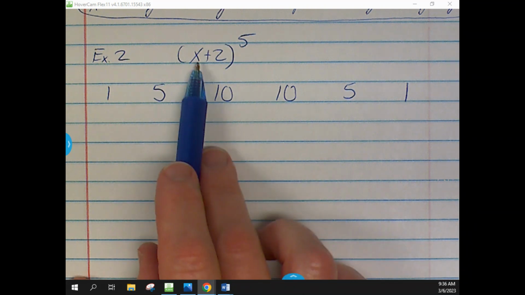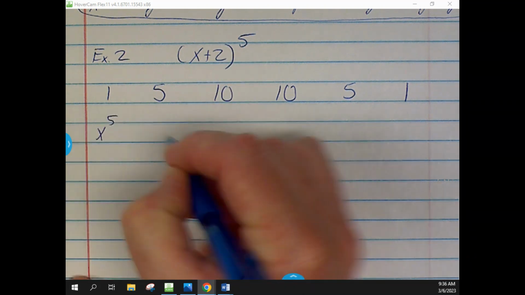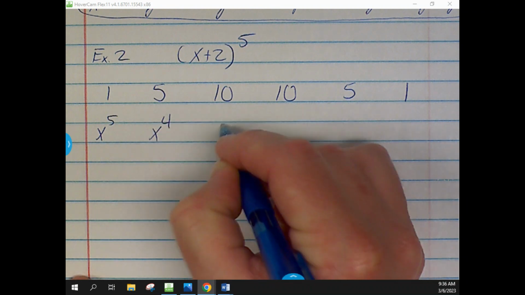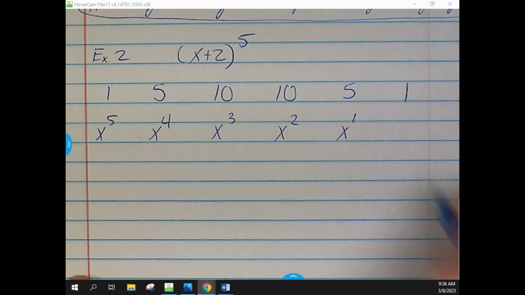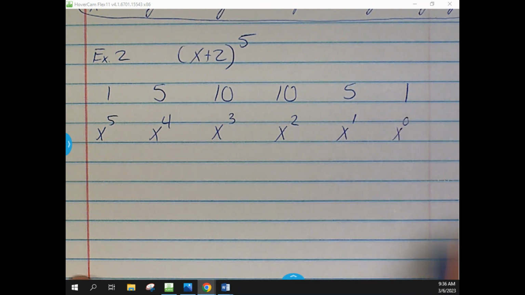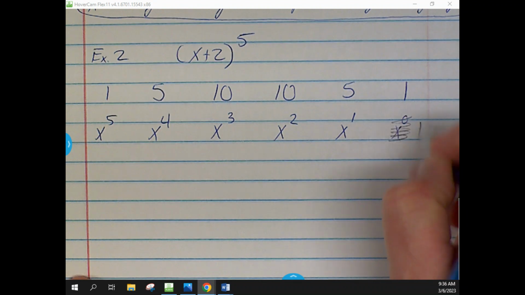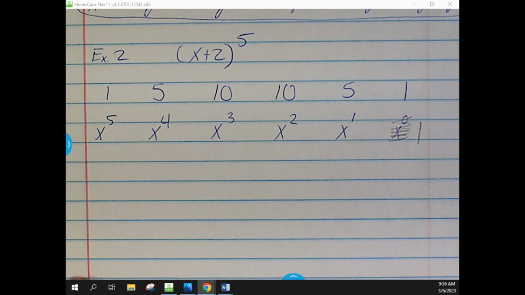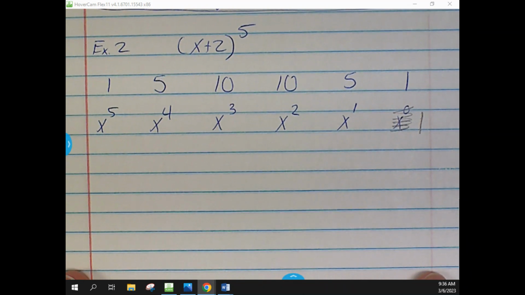Okay, and then we're going to start with x to the fifth power and then count it down. So we got x to the fifth, x to the fourth, x to the third, x to the second, x to the first. And again, you can put x to the 0, but we know that anything to the 0 power is going to be 1. So we can just go ahead and scratch that out and put a 1 there.